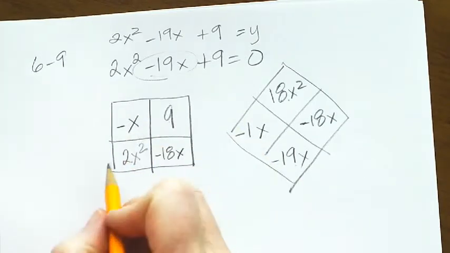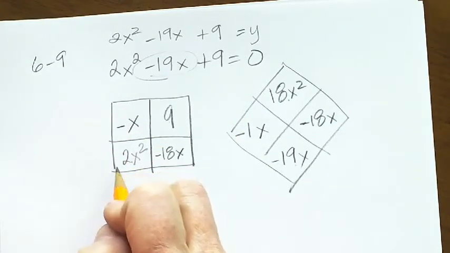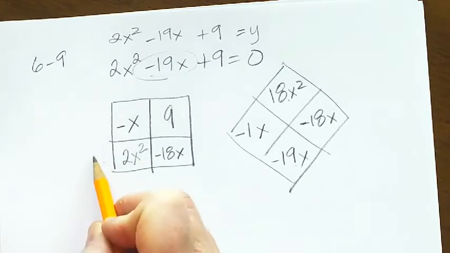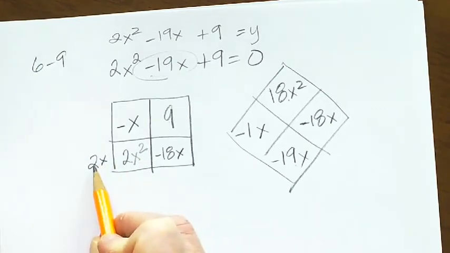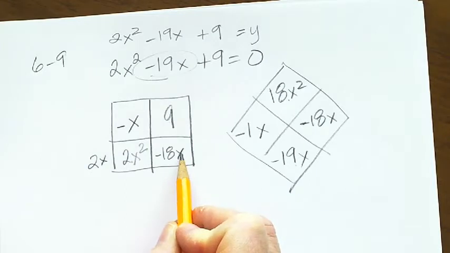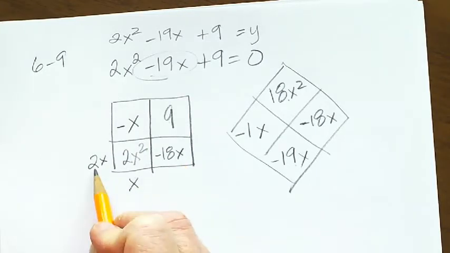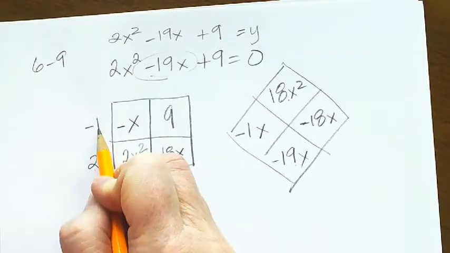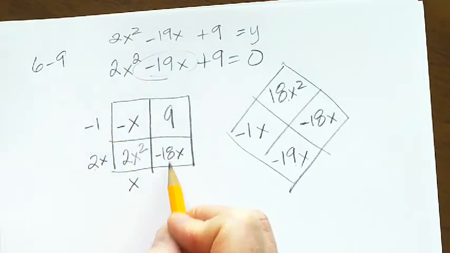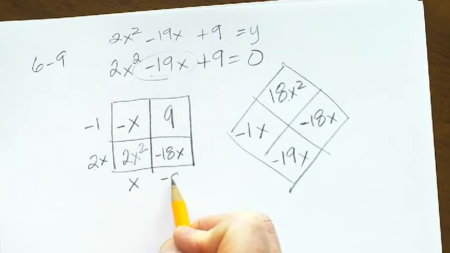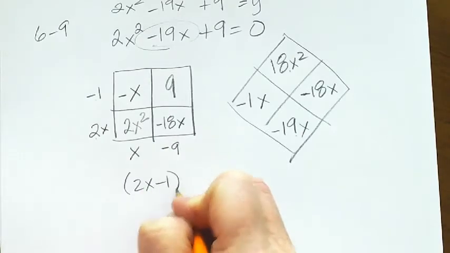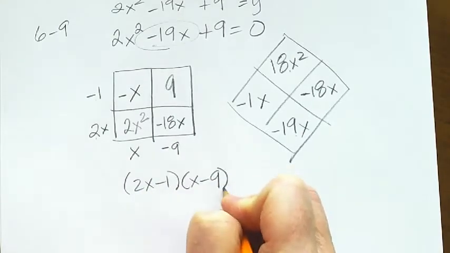Okay, let's go ahead and find the length and the width. We know this is going to be 2x and x, and 2x has to go here because it's a factor of every term in this row. So 2x is here, x is here. X times what is negative x? 2x times what is negative 18? So then as a product, this would be 2x minus 1 times x minus 9.